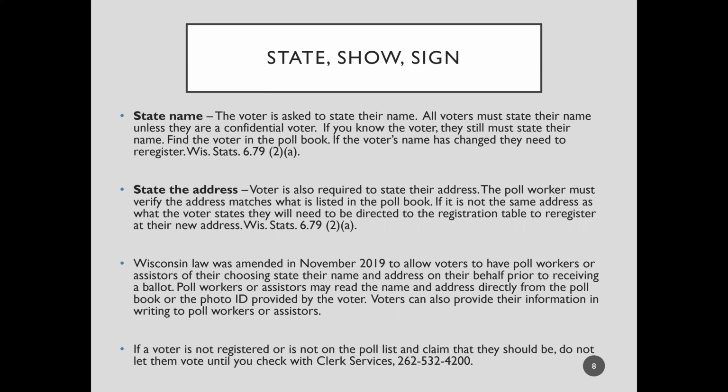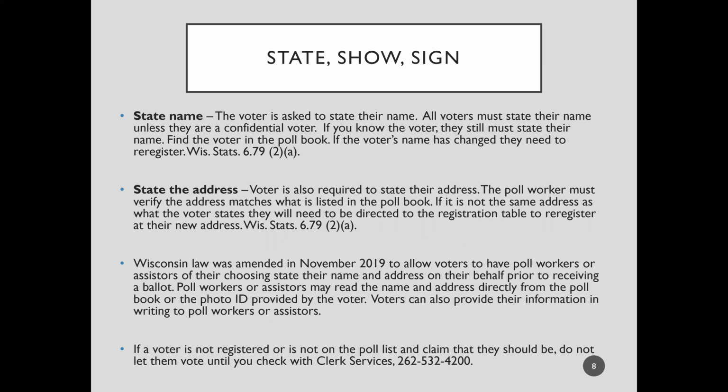The Wisconsin law was amended in November of 2019 to allow voters to have the poll workers or assisters of their choosing to state their name and address on their behalf. Voters can also provide their information in writing to poll workers or assisters.